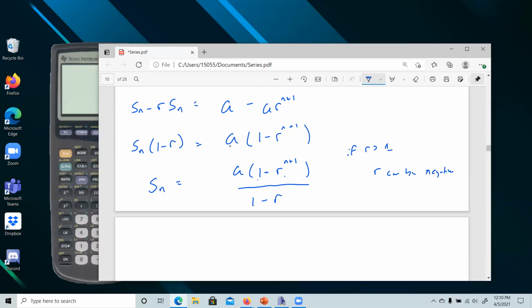The only thing you can't do with r is r really shouldn't equal 0. Because then you've got 0 plus 0 plus 0, and then it's a very boring series. But if you want to add them up, that's how we end up with this. It's just a really cool way of adding up a bunch of numbers like this.